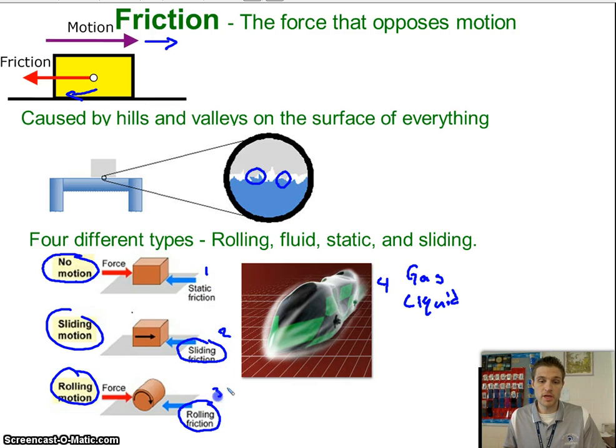Now, I've numbered some of these, 1, 2, 3, and 4. Those go in order of strongest to weakest friction. So static friction is the strongest type. It takes the most force to overcome static friction to get something moving. Then after that, sliding friction.